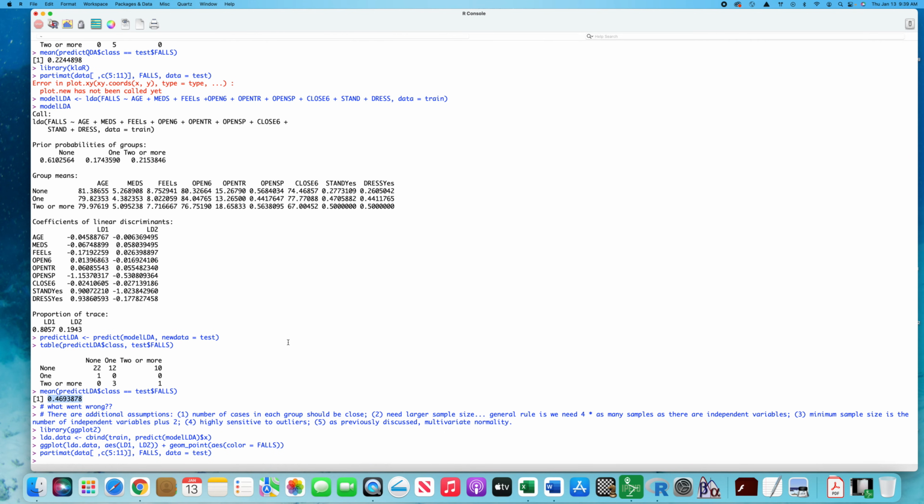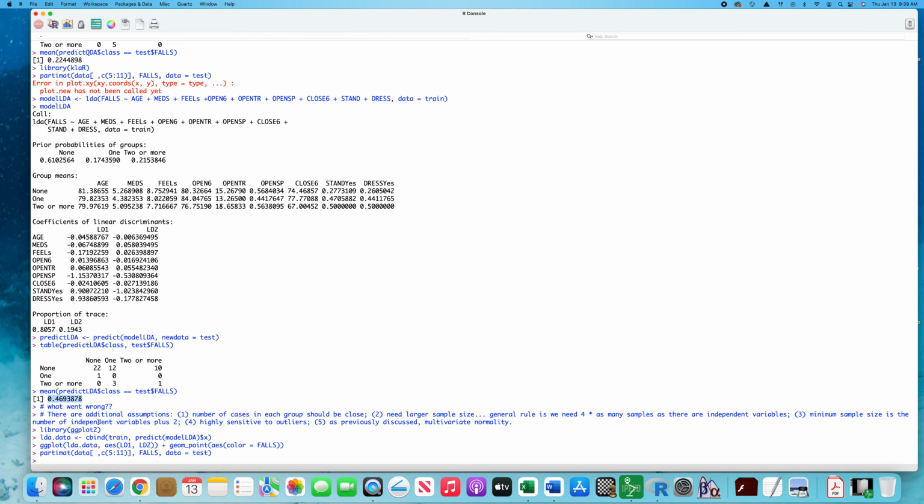Number 4, it's highly sensitive to outliers. I didn't check for outliers here because once I violated the multivariate normality assumption, I didn't dive into that. But that's something you would want to do, is dive in and see if you have any high outliers across the predictors.